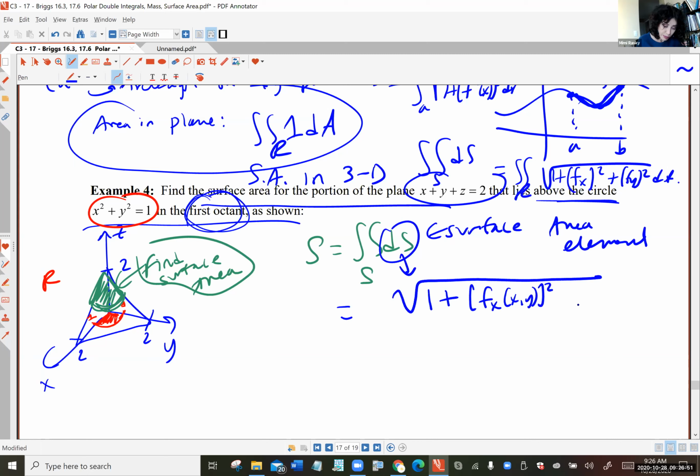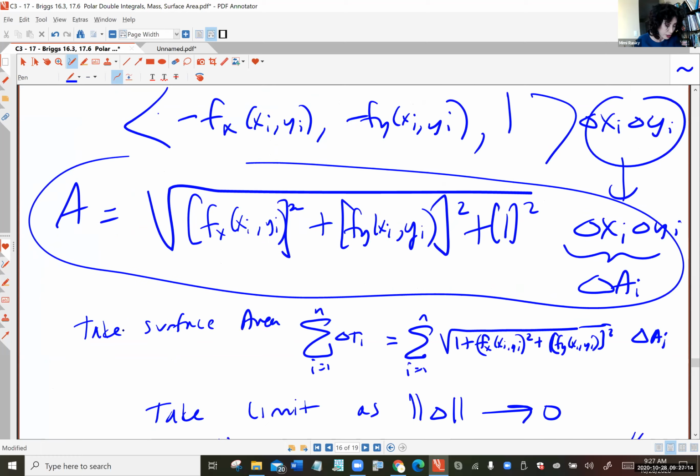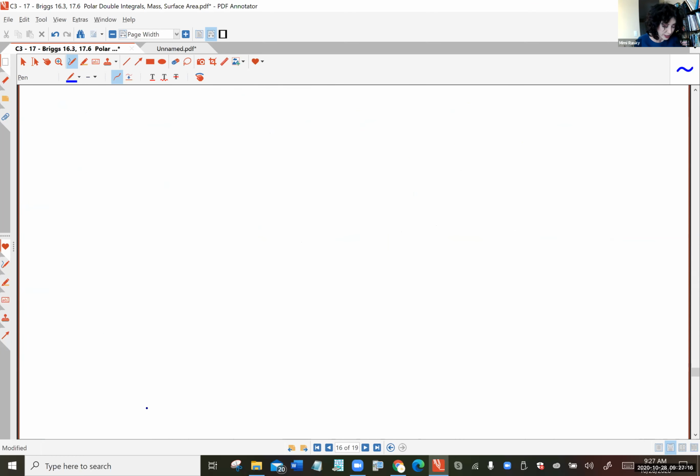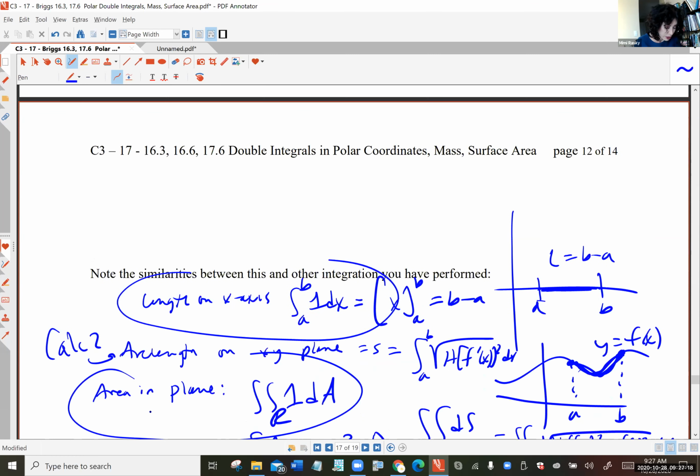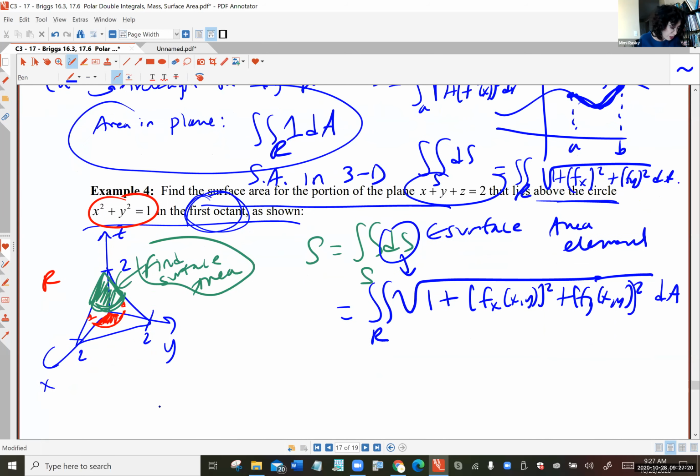1 plus the partial of f with respect to x squared plus the partial of f with respect to y squared, and then dA. And then you're going to have your double integral symbols there still, but instead of a big old S beneath the 2 integrals, you'll have an R, and that represents the region in the XY plane, which I just drew for you. That's the quarter of a circle in the XY plane. Okay? So you've got your R there.